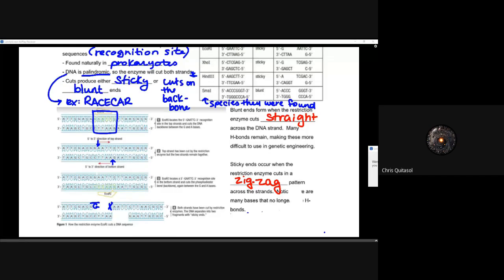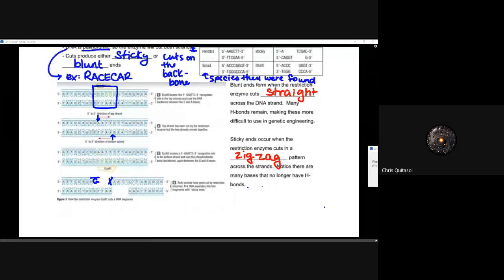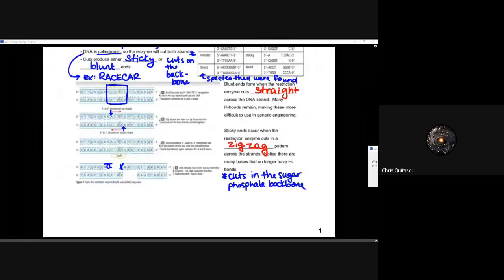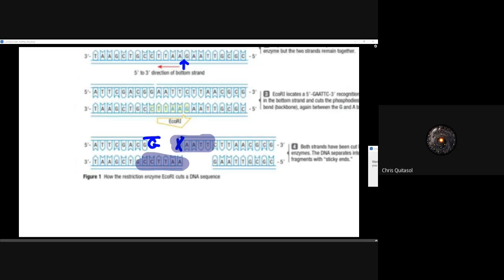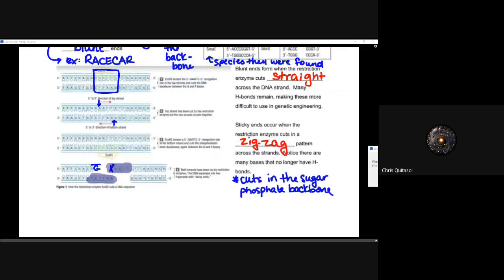But sticky ends occur when restriction enzymes cut in a zigzag pattern across both strands. So note, there are many bases that no longer have hydrogen bonds. As a result of the cuts in the sugar-phosphate backbone, where there are no hydrogen bonds, you can start to see that this region and this region are allowed to form new bonds with other DNA sequences or other DNA sets that have had similar sticky ends produced.